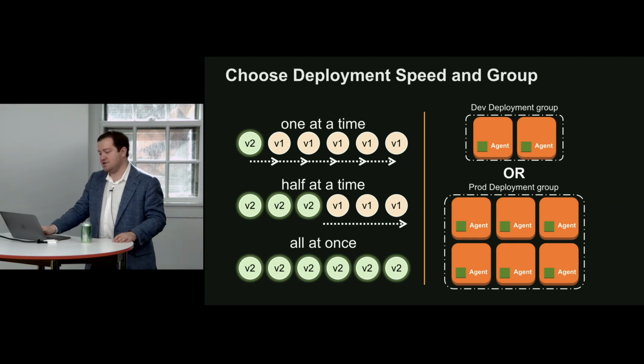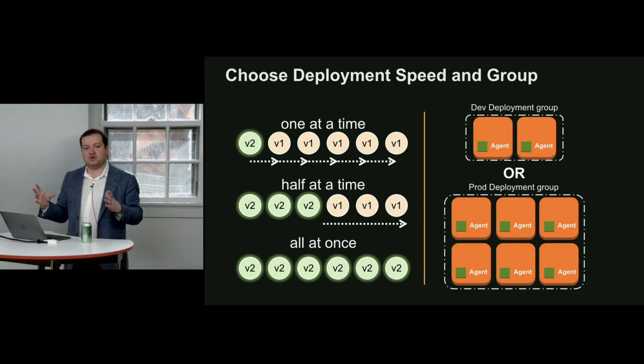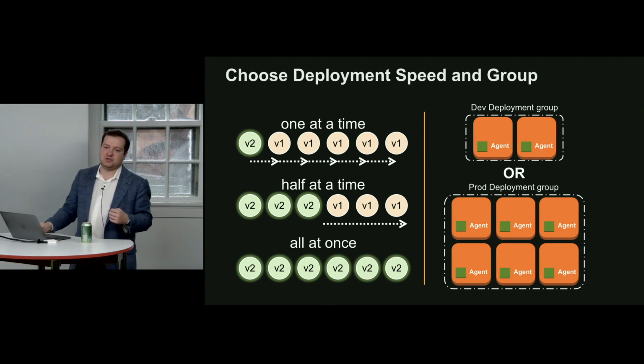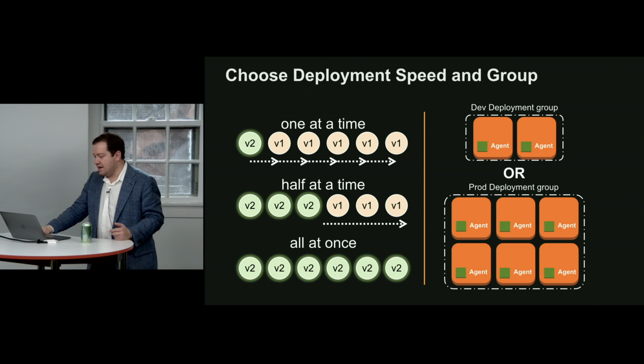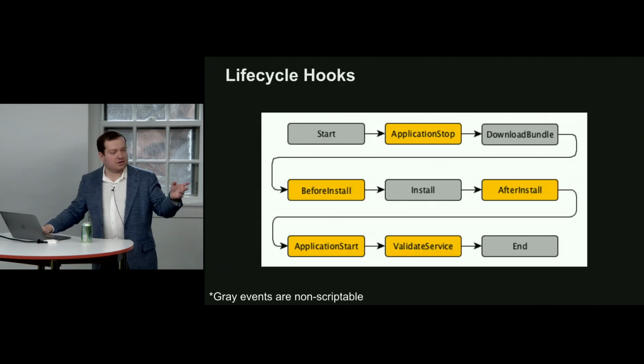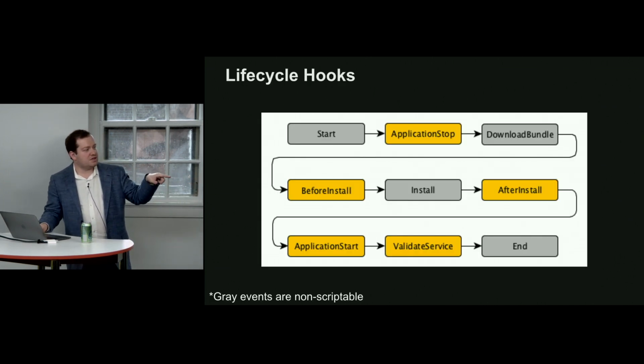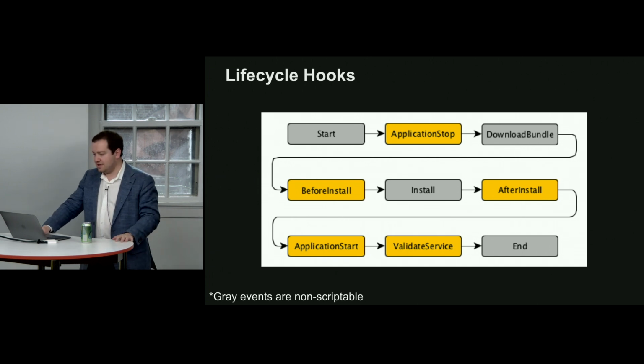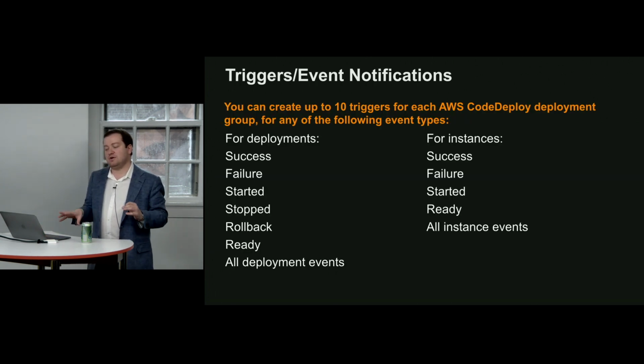There's different kinds of customizations beyond that. And you can choose where you want to deploy. So you can deploy to an auto-scaling group of instances. You can deploy to just certain instances with tags on them. And so, again, there's different lifecycle hooks. The yellow ones are the ones where you can script everything. And then you also get triggers and event notifications.